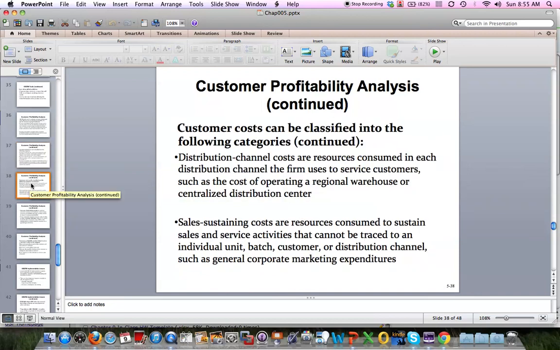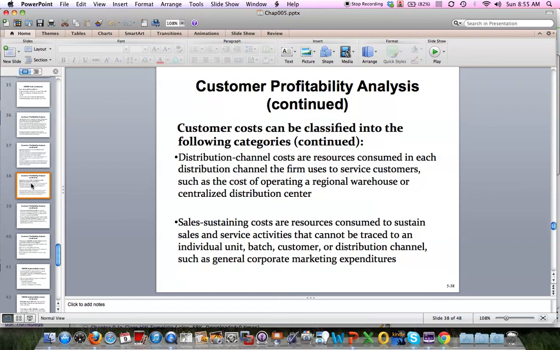Customer costs can be classified into the following categories: distribution or sales. Distribution is channel costs, or resources consumed in each distribution channel the firm uses to service customers, such as the cost of operating a regionalized warehouse or a centralized distribution center. For sales, sustaining costs are resources consumed to sustain sales and service activities that cannot be traced to an individual unit, batch, or customer. So basically your marketing expenses would be sales.